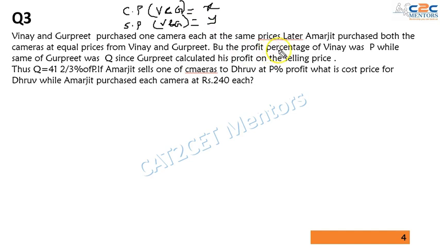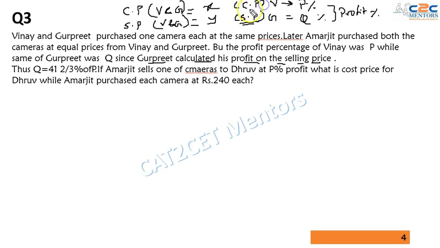But the profit percentage of Vinay was P. So for Vinay, the profit percentage was P, and for Gurpreet, the profit percentage was Q. Since Gurpreet calculated his profit on the selling price, Gurpreet has made a mistake and calculated his profit percentage on the selling price, while Vinay was calculating it correctly on the cost price. Now we are given the relation between Q and P.